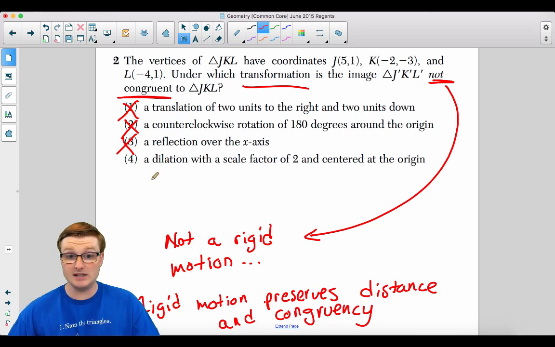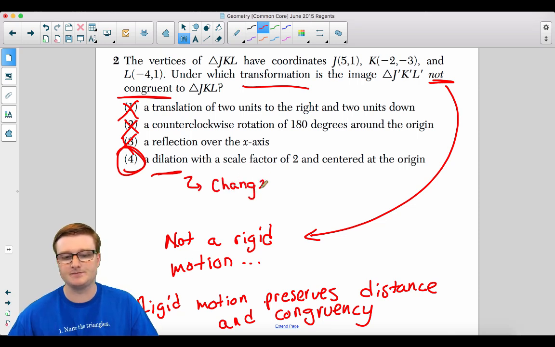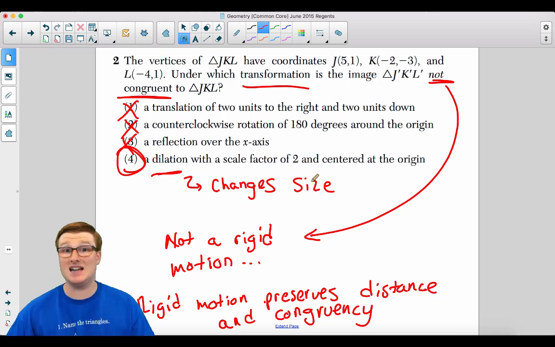A dilation with a scale factor of 2 centered at the origin. That's your answer because a dilation changes the size of the image. So a dilation changes size. Therefore, a dilation is not a rigid motion. So that's question number 2.